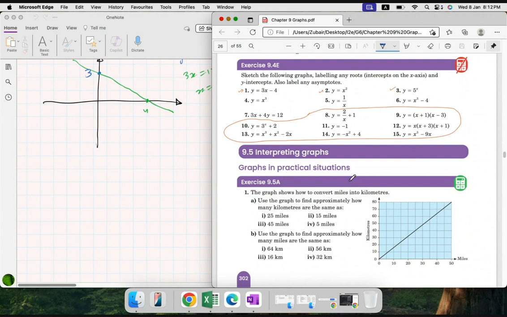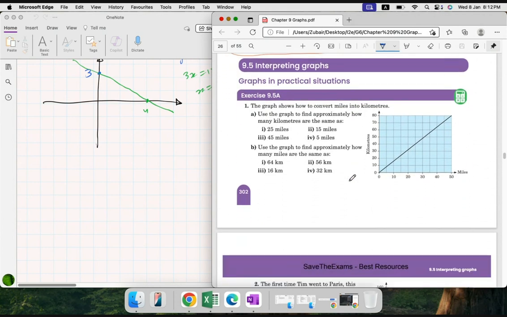Graphs in practical situations are mostly speed-time graphs, like travel graphs. So you may have speed against time, acceleration against time, or distance against time.